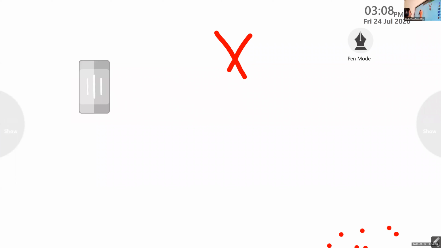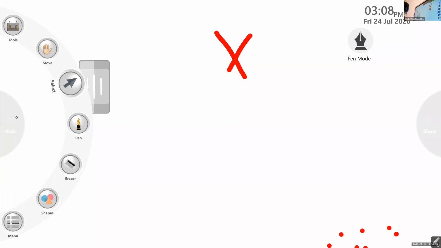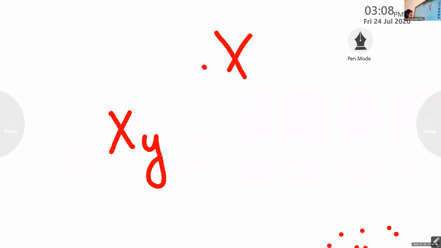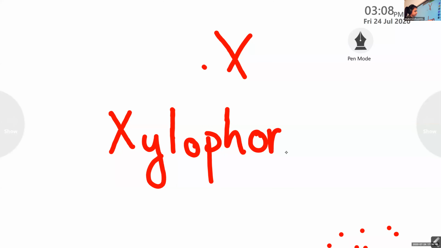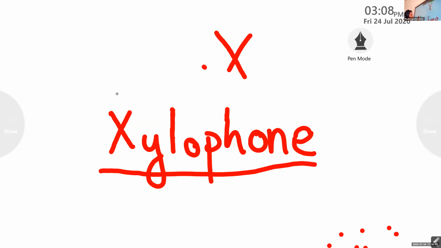Okay, so let's take xylophone. From xylophone, I'm taking out the sound of X. What we have is "ylophone". But we need to insert the sound of X. So what will be the sound to make it xylophone? Louder.